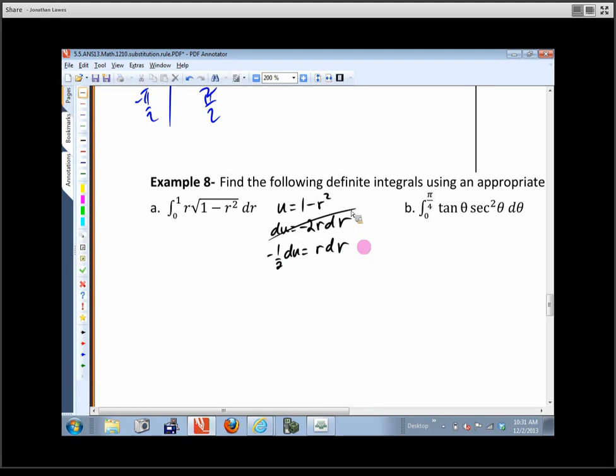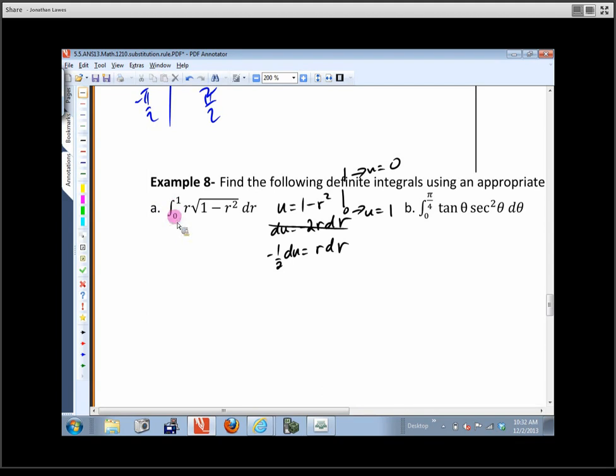And I'm going to change all the variables. So I'm going to evaluate this at the lower limit of 0 and at the upper limit of 1. So this will tell me what my new limits of u are. If I plug in a 0, I get a 1. And if I plug in a 1, I get a 0. I'm plugging in the lower limit and upper limit of r. Good there?